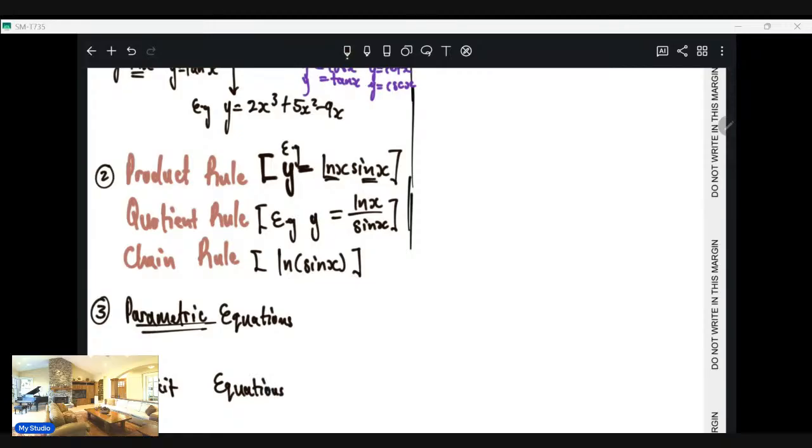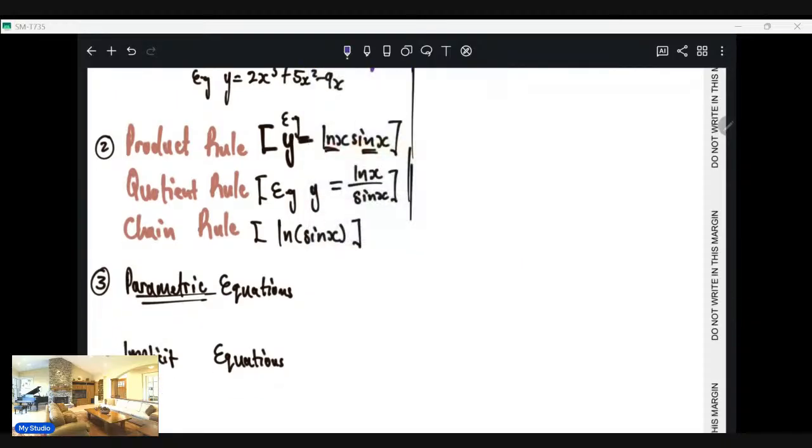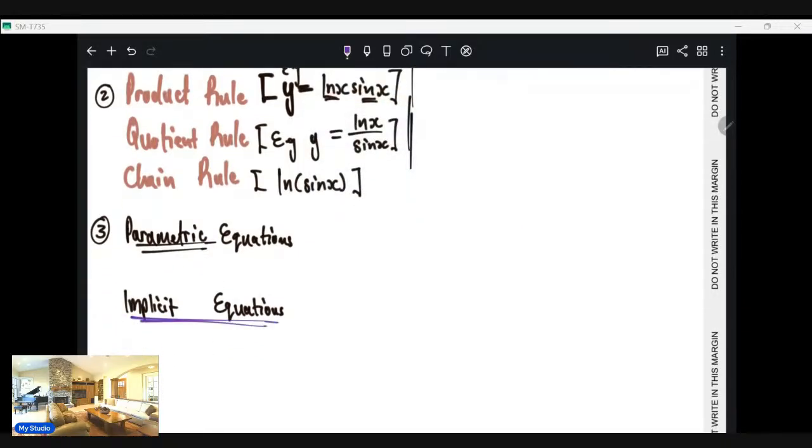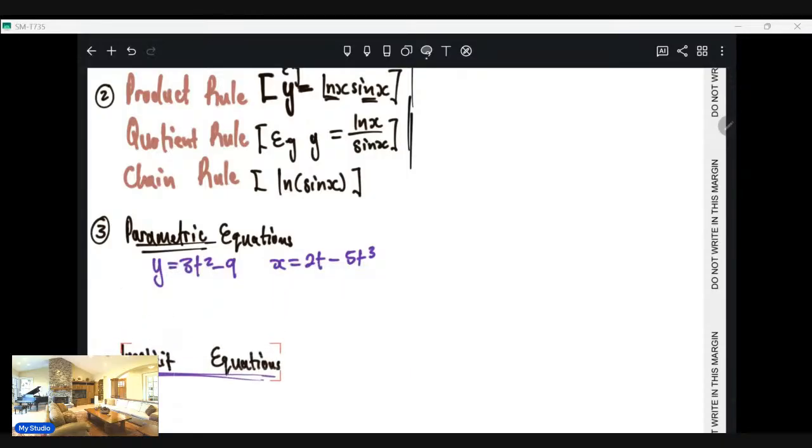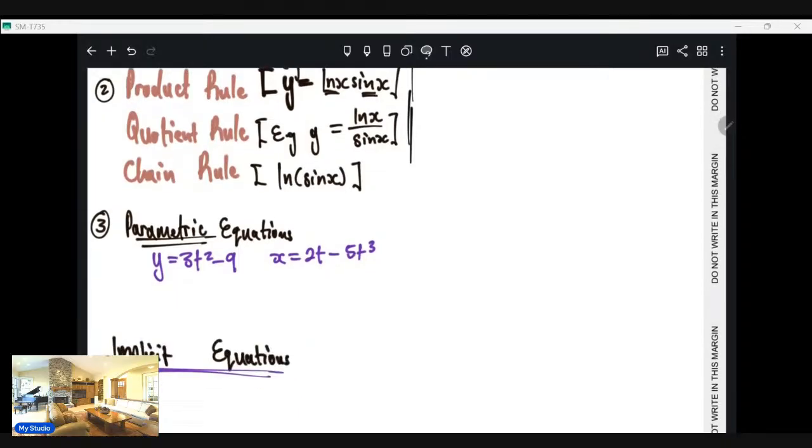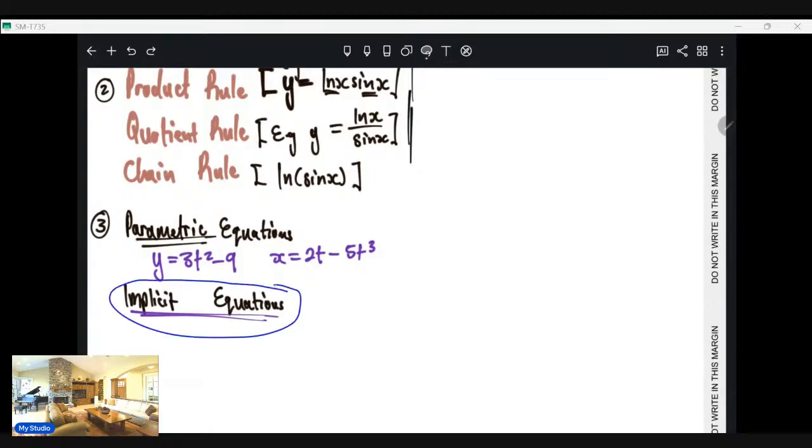All right. So parametric equations are equations that cannot be represented by one equation. Basically, you'll be having it like this. For example, let's say y is equal to 3t squared minus 9, and x is equal to 2t minus 5t cubed. Then they ask you to find the derivative. Derivative is dy dx. But for you to find dy dx, you need y and you need x. But you don't have them here. Let me move this.